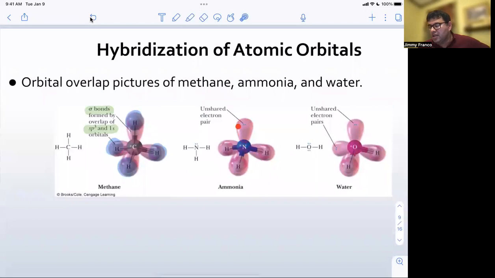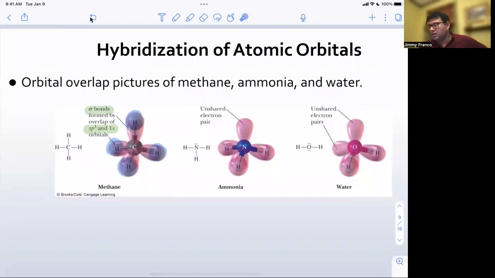So the lone pair is sitting in one of those sp3 orbitals. And then if we look at the hydrogens, it's an s orbital overlapping with an sp3. Same thing on the right, sp3 overlapped with a 1s. Same thing with oxygen, right?